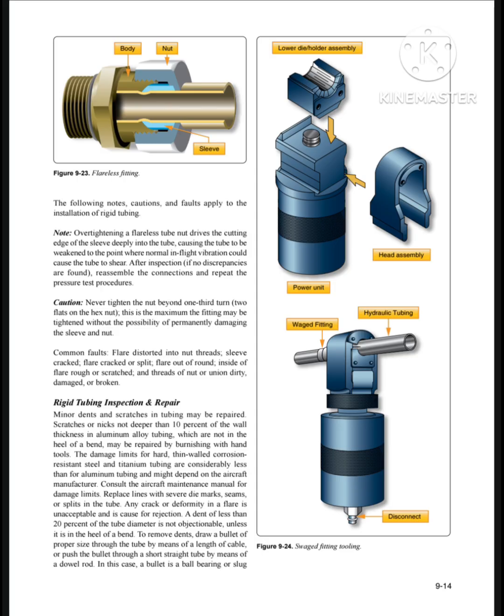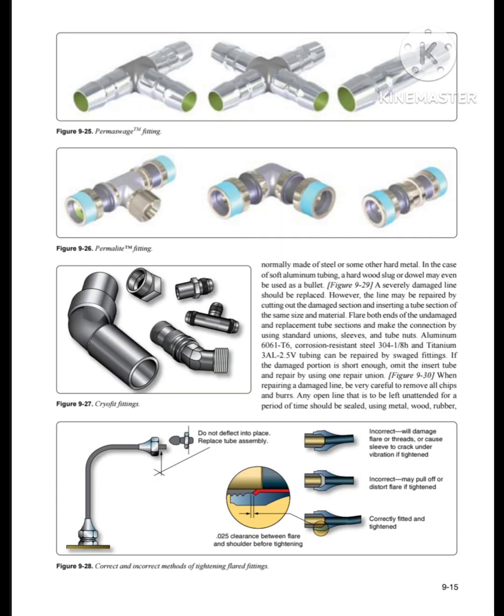And in this page, we can see the figure of flareless fitting and swage fitting tooling. In this we can see the lower die holder assembly, power unit, how it is inserted, and how it is used as a head assembly. You can find videos of these things on YouTube very quickly. And on the next page, we can also see some of the Permaswage fittings, Permalite TM fittings, cryo fittings, and correct and incorrect methods of tightening flared fittings.